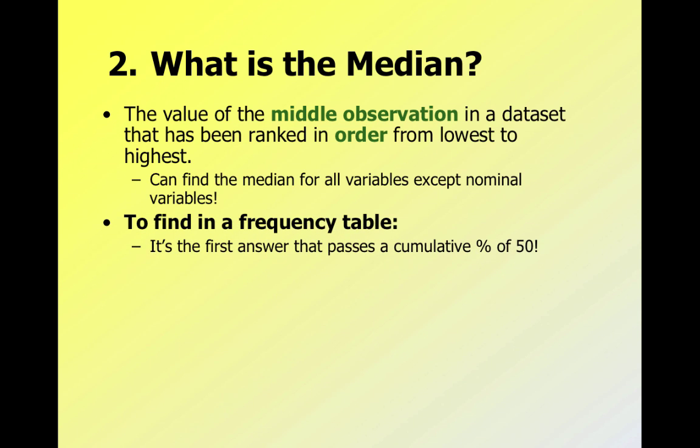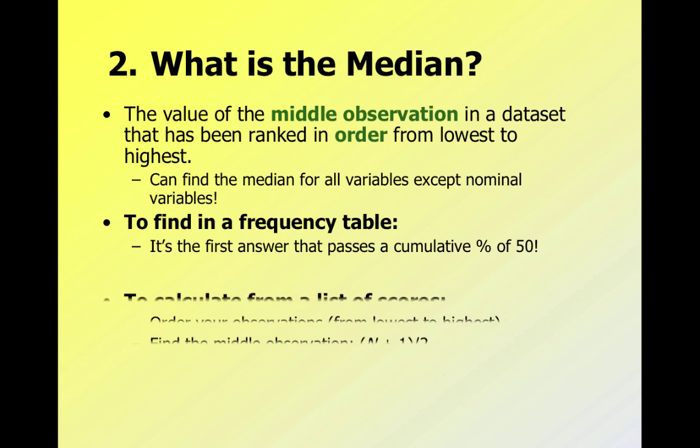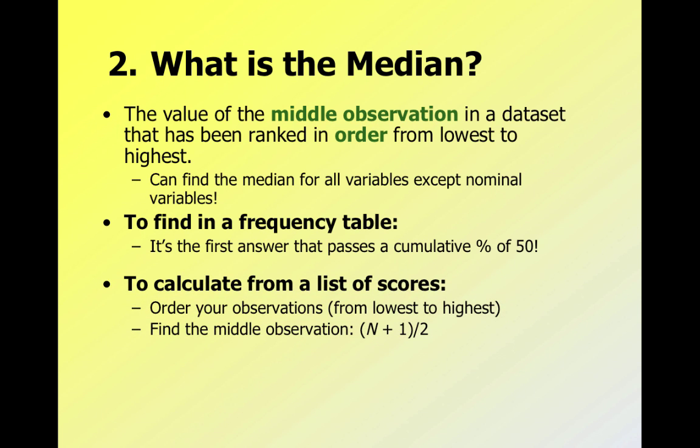So how do we find it in the frequency table? Well, we're really going to be looking at a cumulative percent of 50, or any answer that passes that 50th percentile. If we have a list of scores, we need to first put them from lowest to highest, and then we find the middle observation by using this midpoint formula, which is total sample size plus 1 divided by 2. And this will give us our midpoint position.